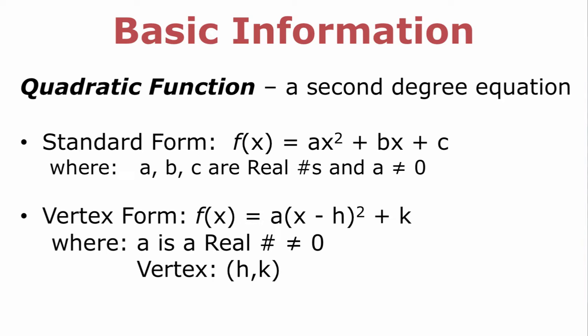The form that we'll focus on in this video is vertex form, which is much easier to graph from, and hopefully it makes more sense on how the function looks physically as a parabola. The equation here is f of x equals a parentheses x minus h quantity squared plus k. In this case, the coefficient a is again any real number other than 0, and the h and the k represent the vertex of your graph, which we will talk about in a few minutes.